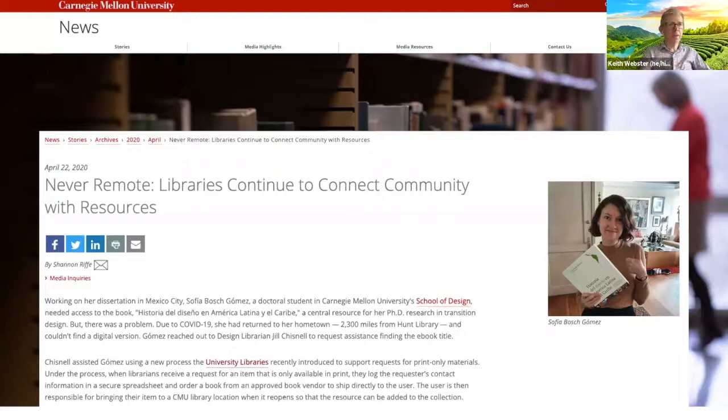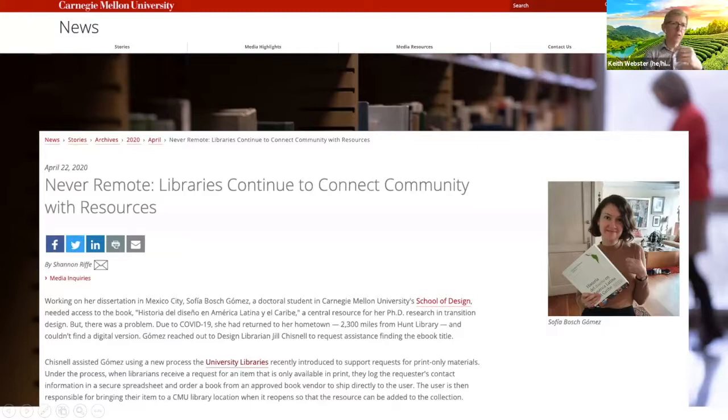And we established a service through which faculty and graduate students could alert their liaison librarian. And in turn, if the liaison librarian determined that a book was required in print, we would arrange for that to be delivered from Amazon, in most cases, to the faculty or graduate student's home address, so that they would be able to continue their work using those print resources, and we trust them to bring the books back to us when our libraries reopen. More news about that on our website. Next slide, please.